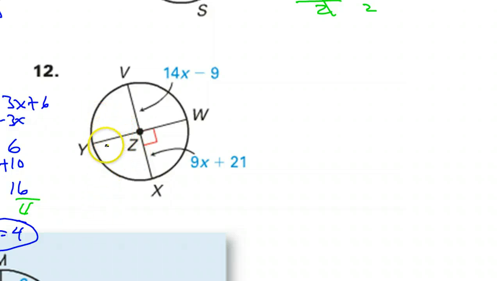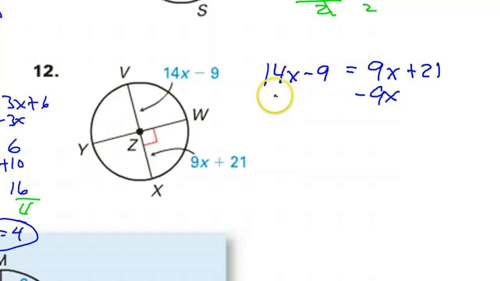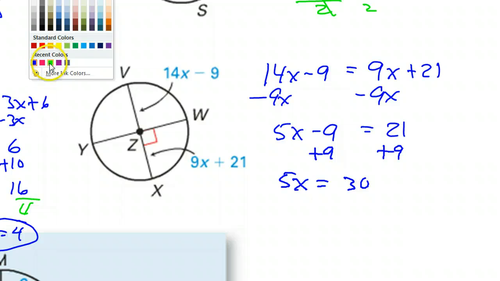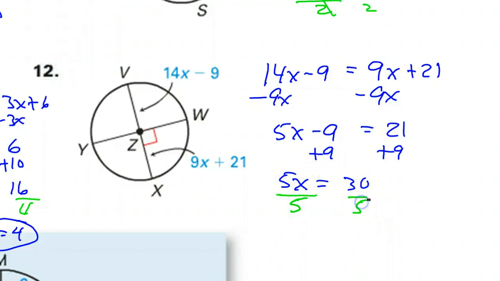Alright, well, this doesn't use really special properties. These are both radii of the same circle, so of course they should be equal length. So 14x minus 9 should equal 9x plus 21. I would subtract 9x from both sides, and that's going to give us 5x minus 9 is equal to 21. Of course, then we add 9 to both sides, so that gives us 5x is equal to 30. Alright, it might be time to divide. So that's going to give us x is equal to 6.